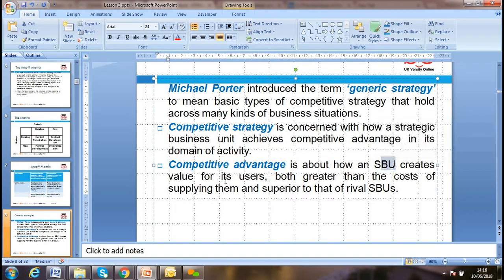So competitive advantage. What is meant by competitive advantage? The competition, we have those advantages. Yes. So competitive advantage: what advantage do we have over the competitor? Maybe the other competitors don't have a good location. We have.